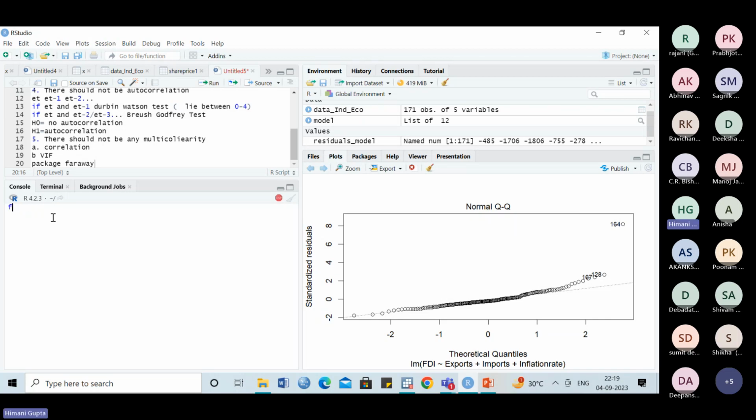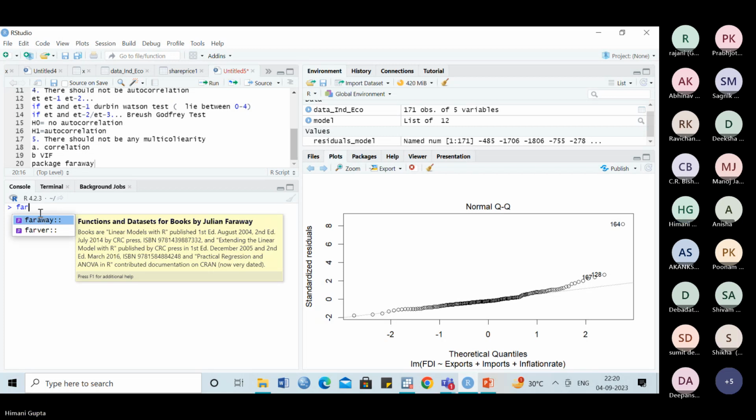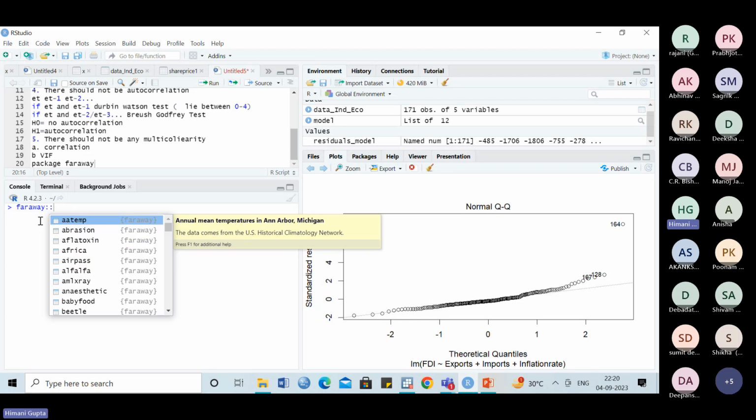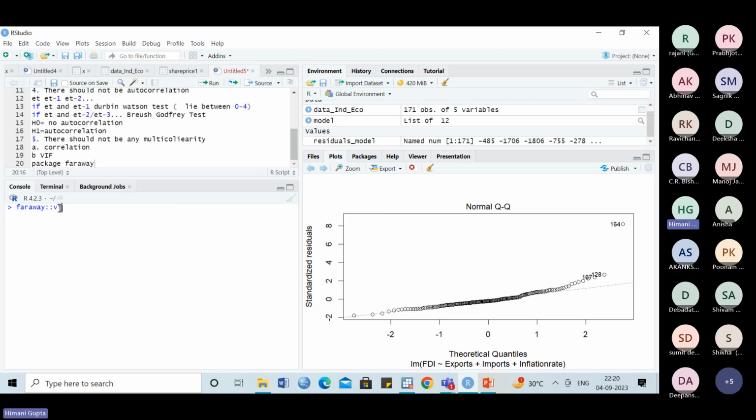Now see, if I'm writing far away, it's not taking far away because you will see the red button over here. R is still working. R has not opened the package far away. So that's why you will see the red button. Now the red button is over. Now if I write far away, it will show me. See over here, once R has opened the package, it will automatically give me the commands. So far away, and then I'll say VIF and my model.